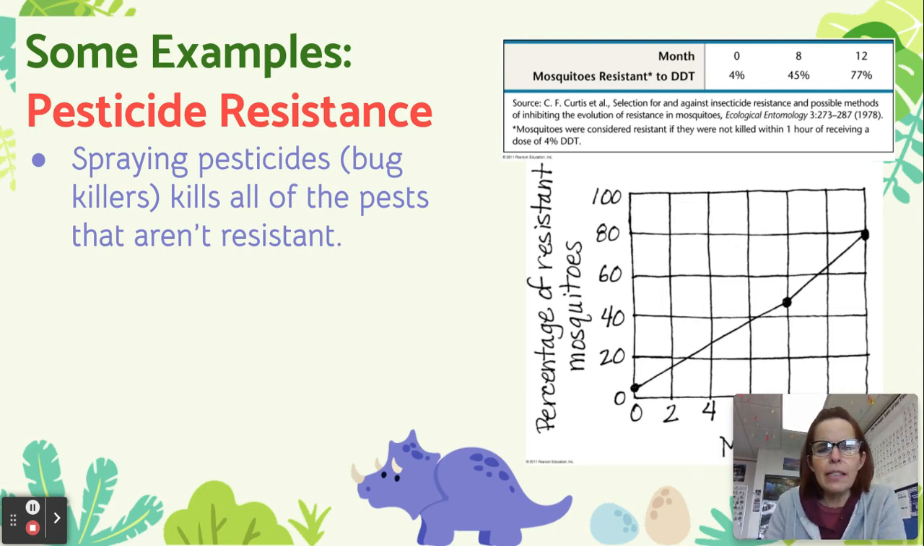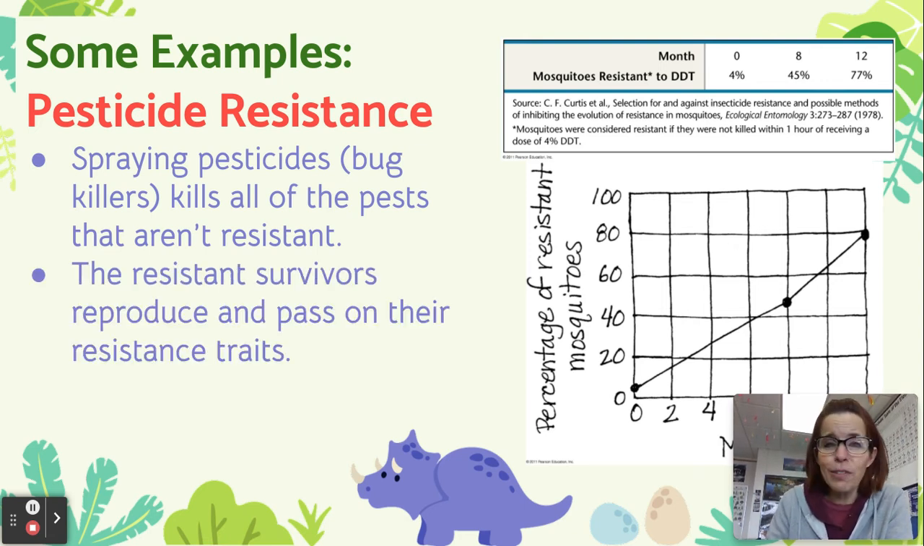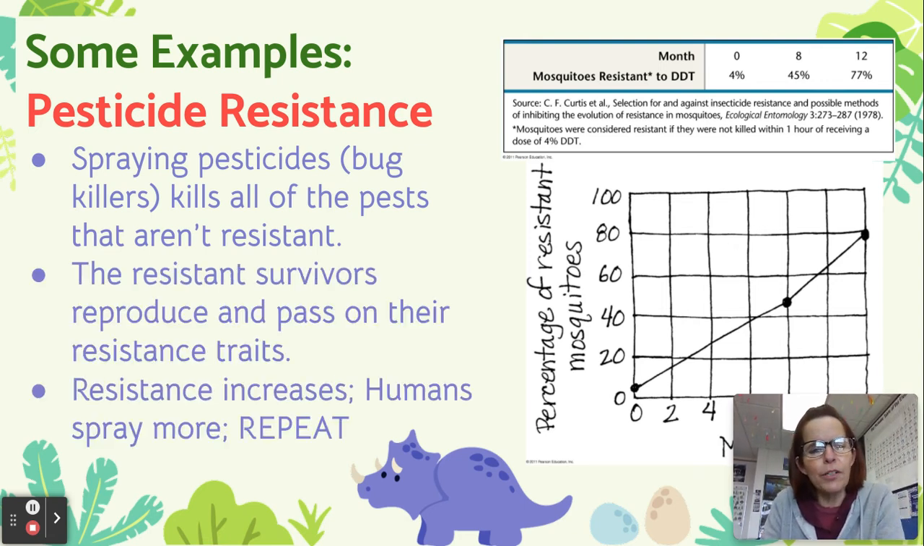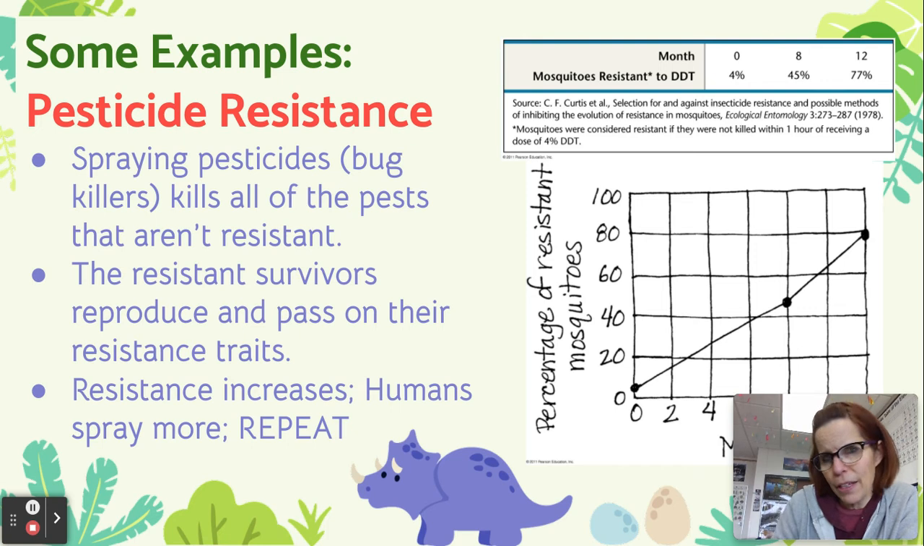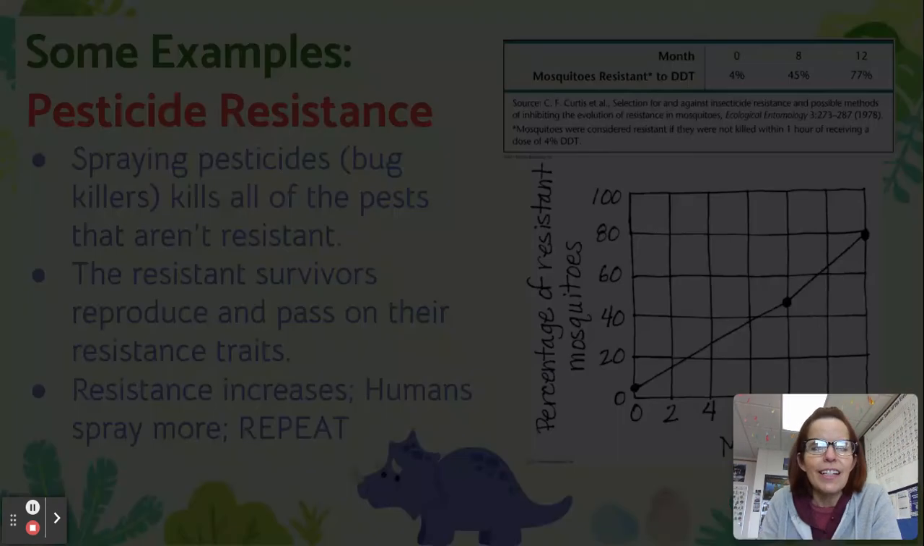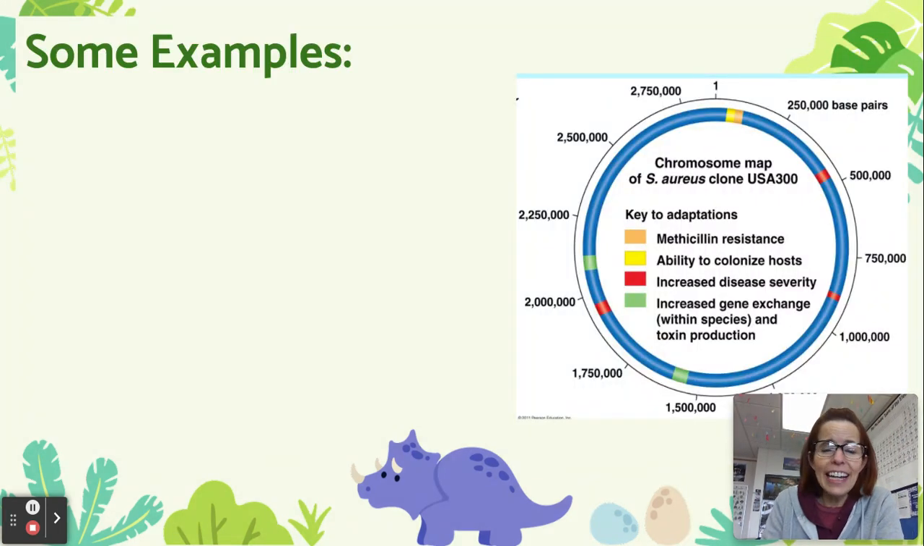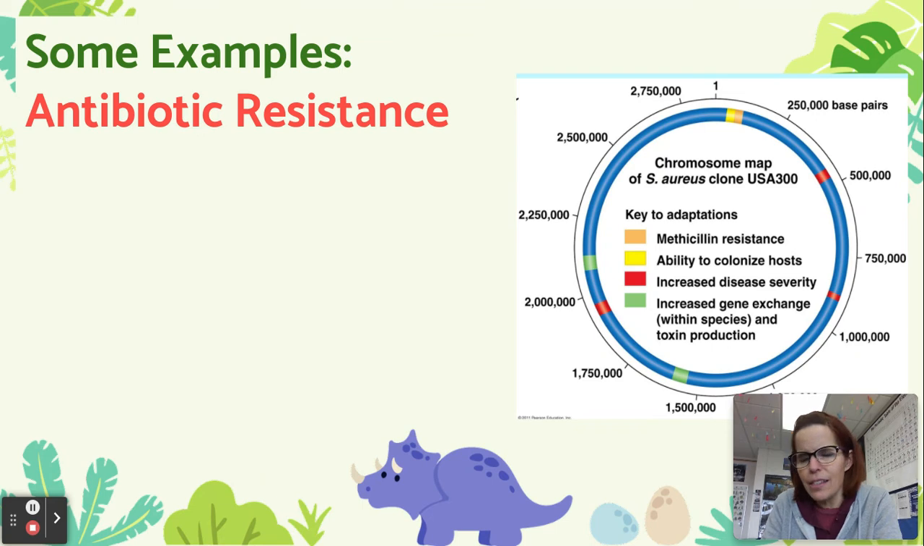So it says here, spraying pesticides, which are called bug killers, kills all the pests that aren't resistant. The resistant survivors reproduce and pass on their resistant traits. Resistance therefore increases. Humans spray more, and it repeats, and the process gets worse and worse. Antibiotic resistance, write that down, is another example where we can see natural selection occurring very clearly.